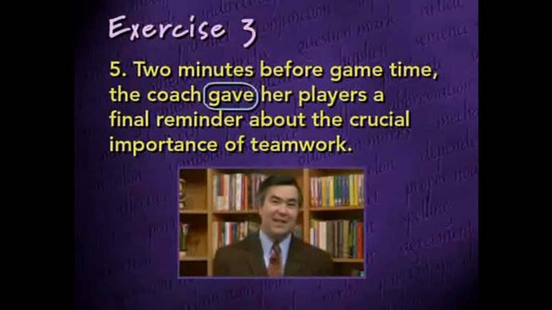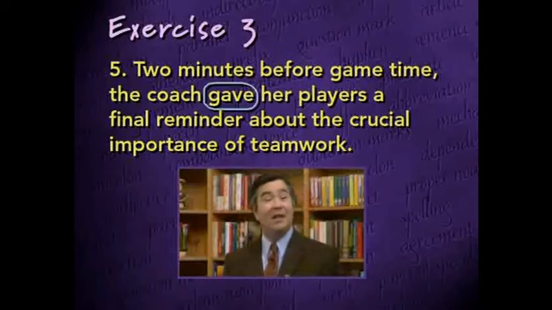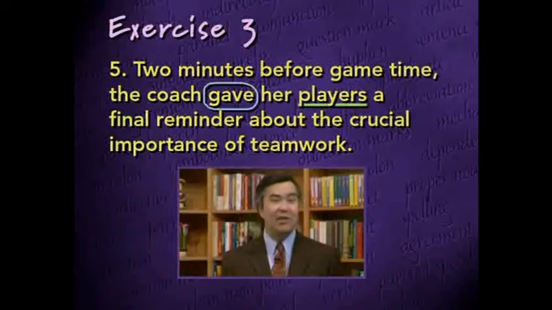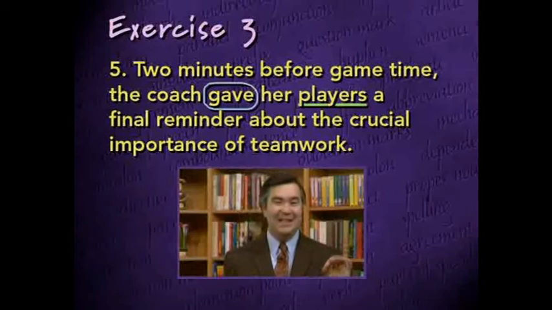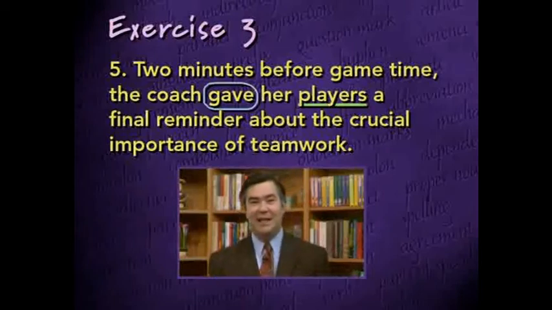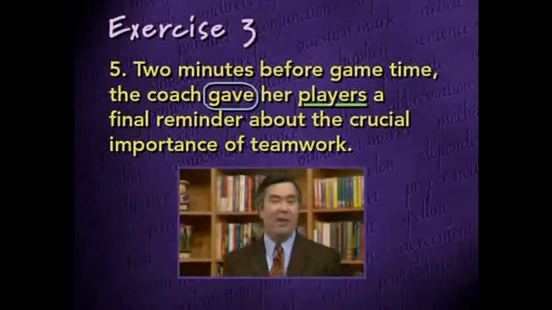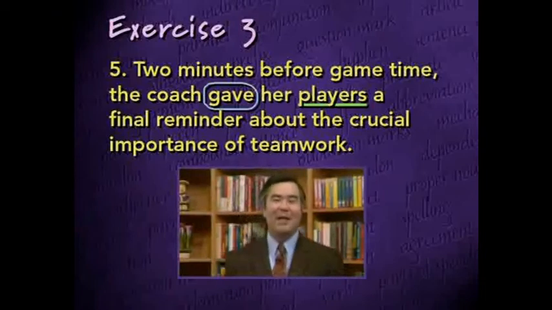Now, does the sentence contain an indirect object, a word that tells us to whom or for whom that reminder was given? Yes, the answer is her players. So the noun players, which does appear between the verb and the direct object, is the indirect object in this sentence. It answers the question to whom the coach gave the reminder, and it appears in the proper location in the sentence, and therefore players is the indirect object in this sentence.